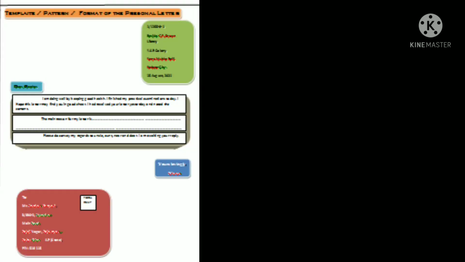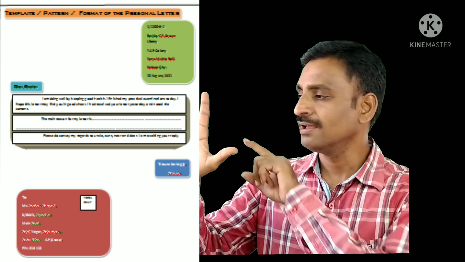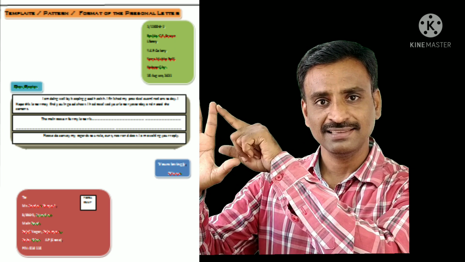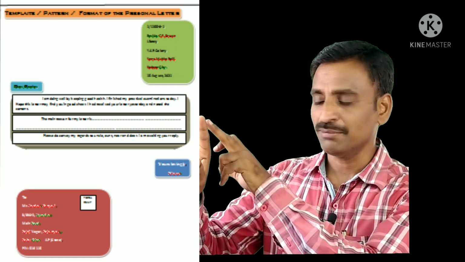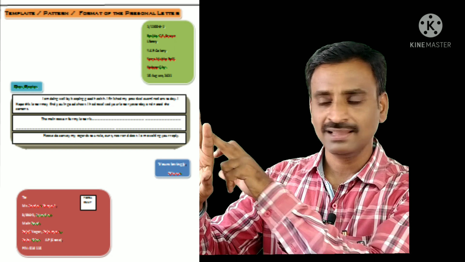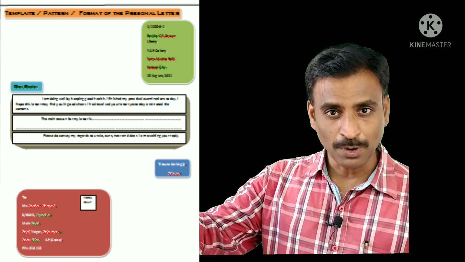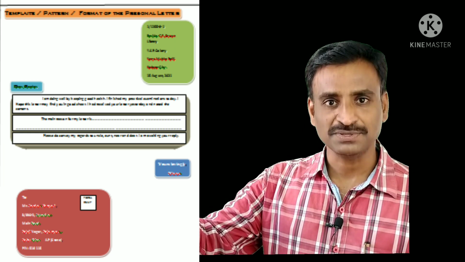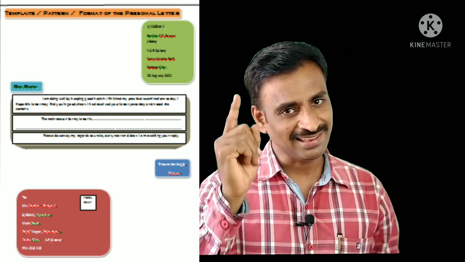In this personal letter category, we broadly divide the letter into 5 aspects. Number 1 is heading of the letter, number 2 is salutation, or otherwise called greeting, number 3 is body of the letter, number 4 is subscription, and the 5th important thing is superscription. So 5 different steps are there in writing a personal letter.